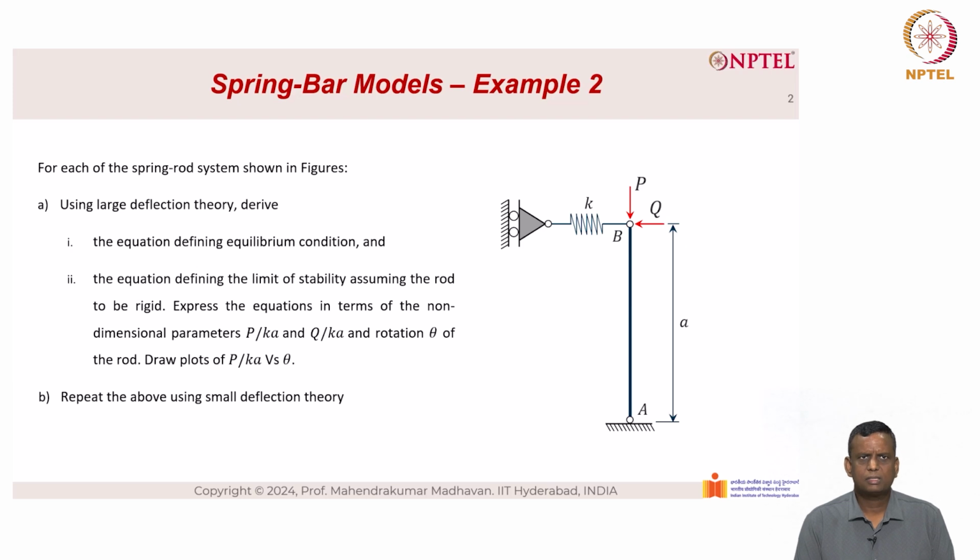So, for the spring system shown here, using large deflection theory, derive the equation defining equilibrium condition and the equation defining the limit state of stability, assuming the rod to be rigid. Express the equations in terms of the non-dimensional parameters P by Ka and Q by Ka and rotation theta of the rod. Draw plots of P by Ka versus theta and repeat the above using small deflection theory.